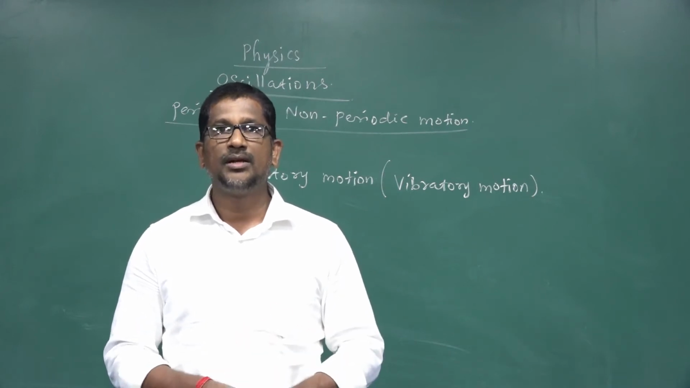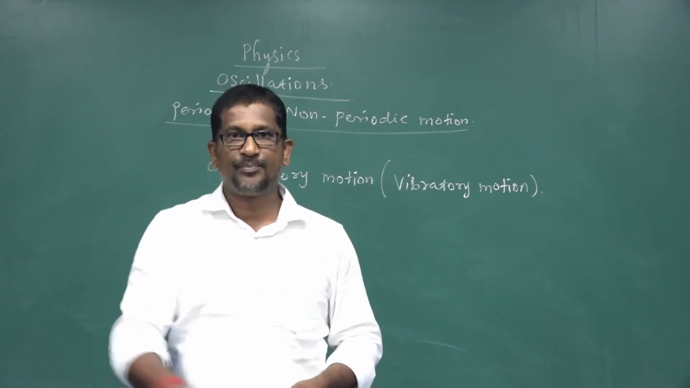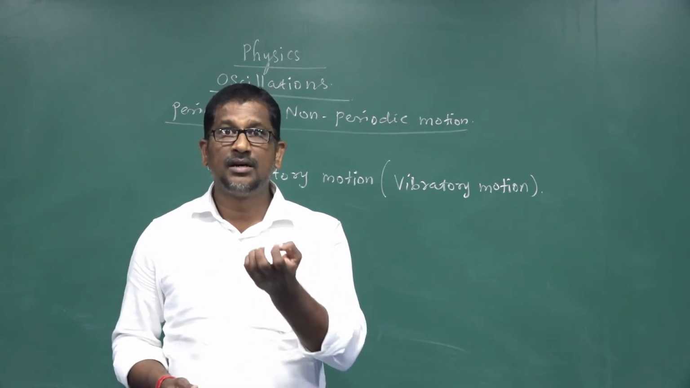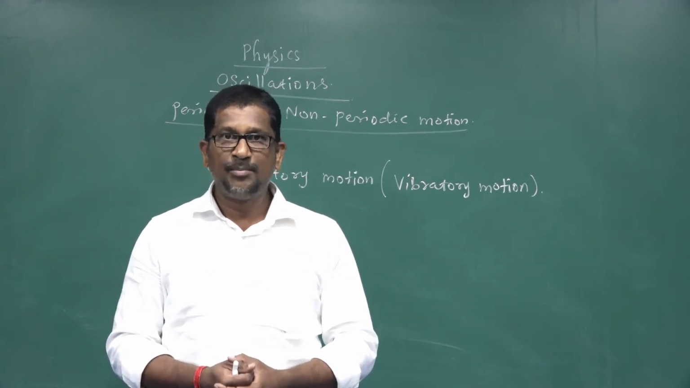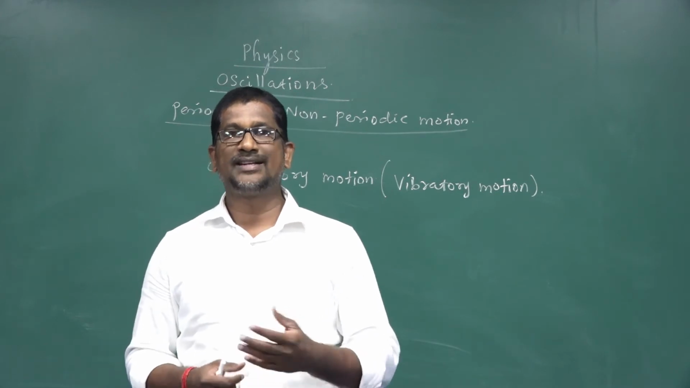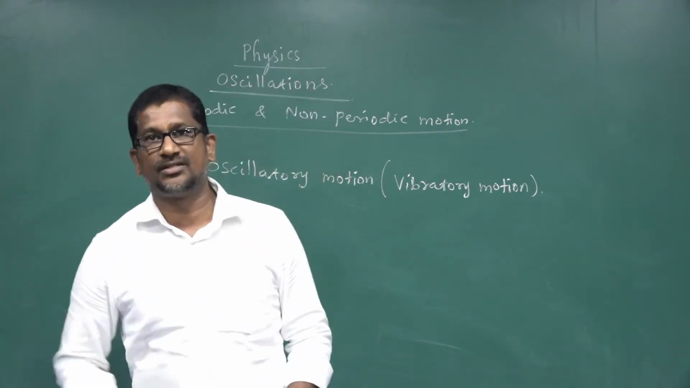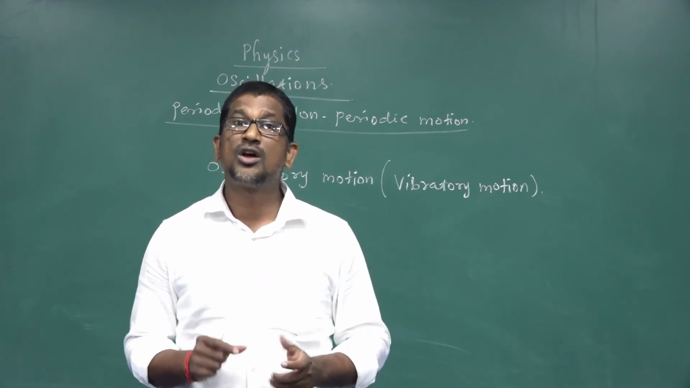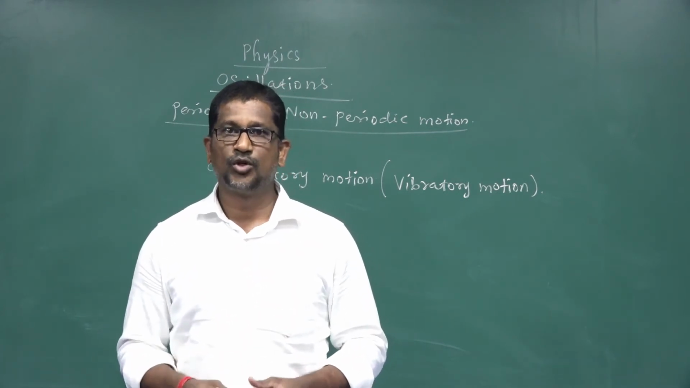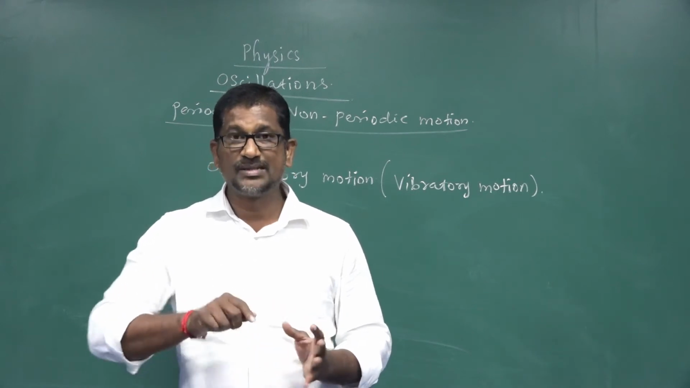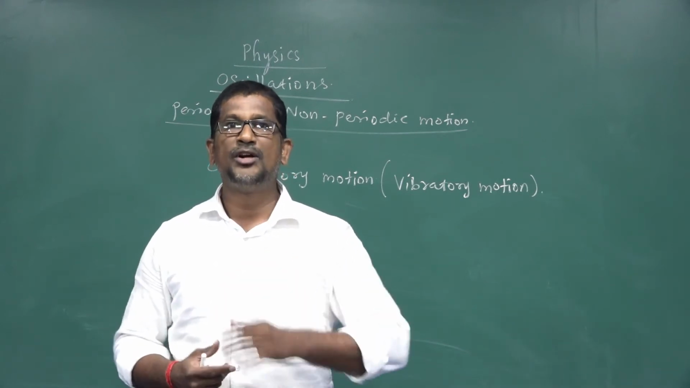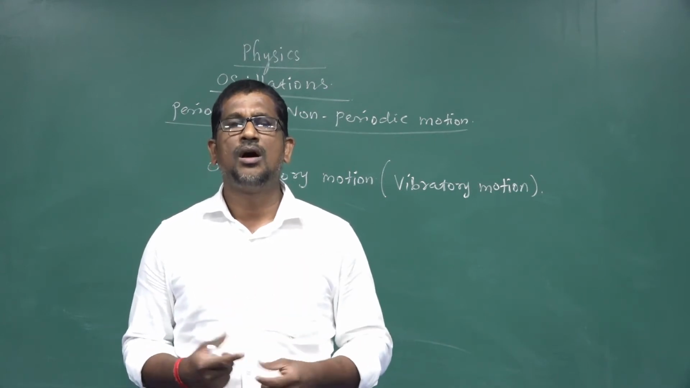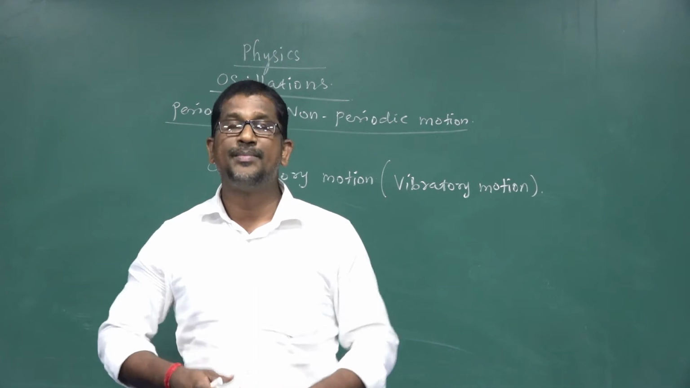Right? Example, the oscillation of a simple pendulum. Next, a pendulum clock. Right? Next, heartbeat. Heartbeat is one of the best examples of oscillatory motion or vibratory motion. So the oscillation of a simple pendulum, a pendulum clock, and heartbeat are a few examples of oscillatory motion or vibratory motion.